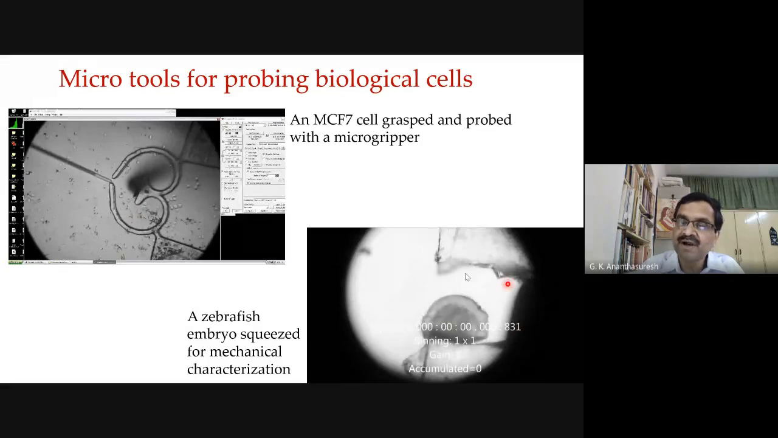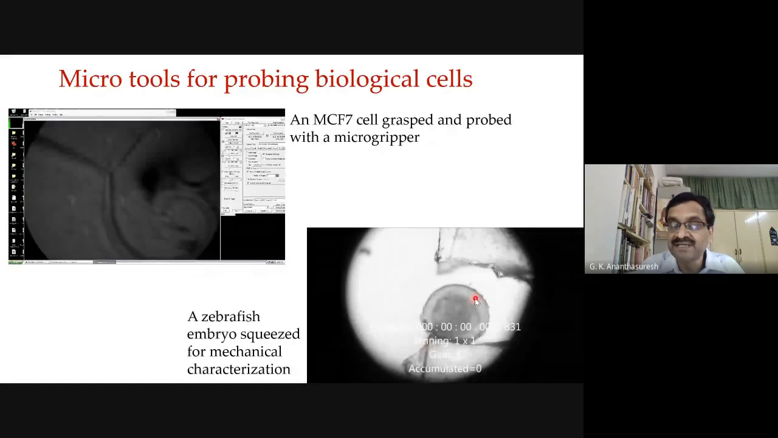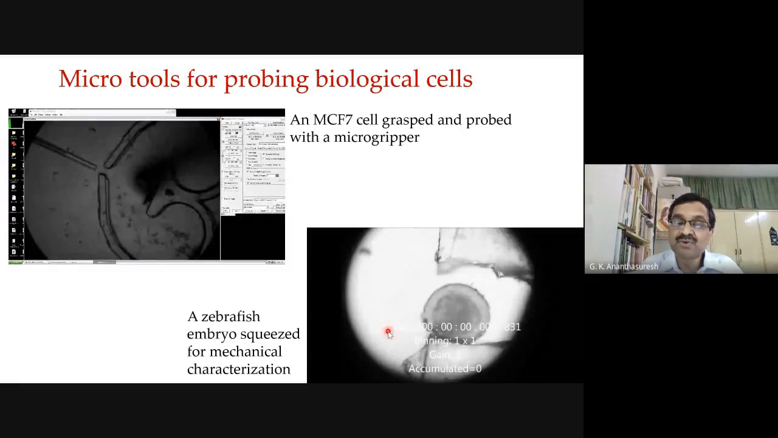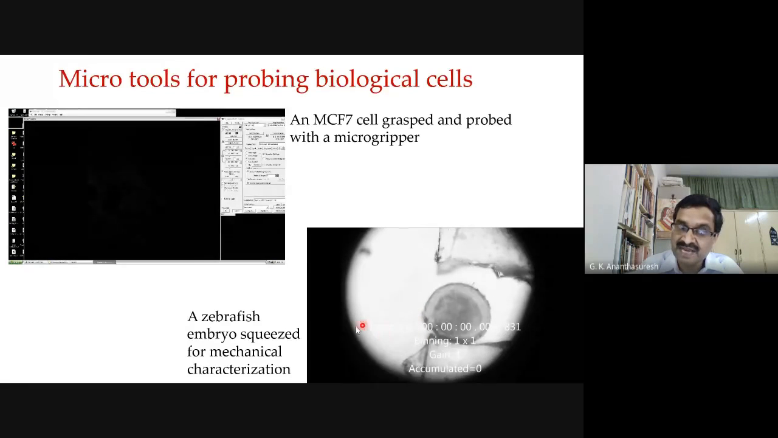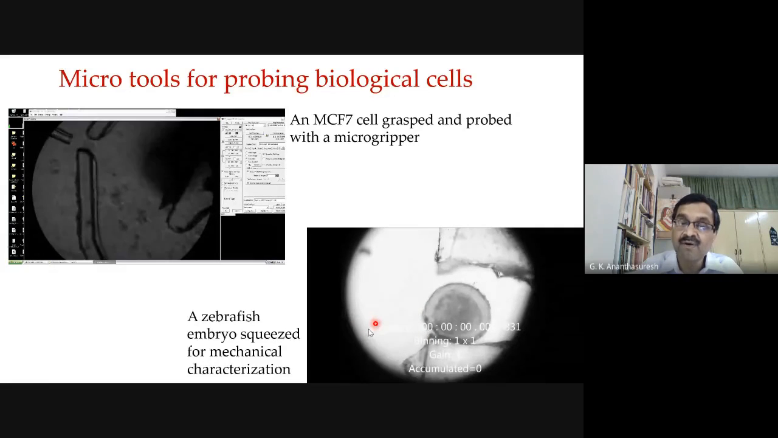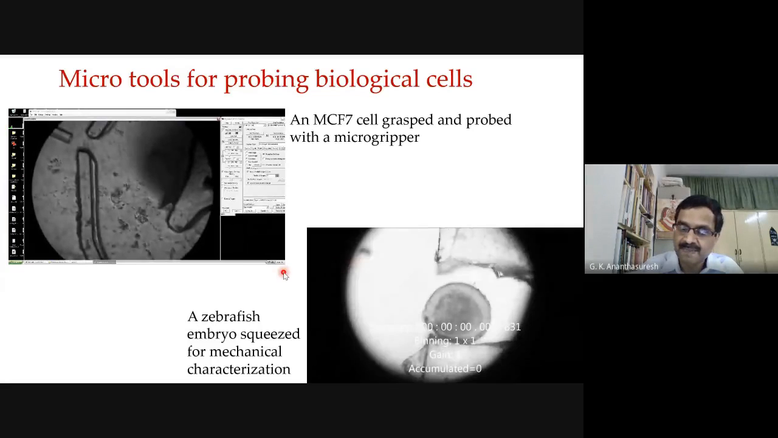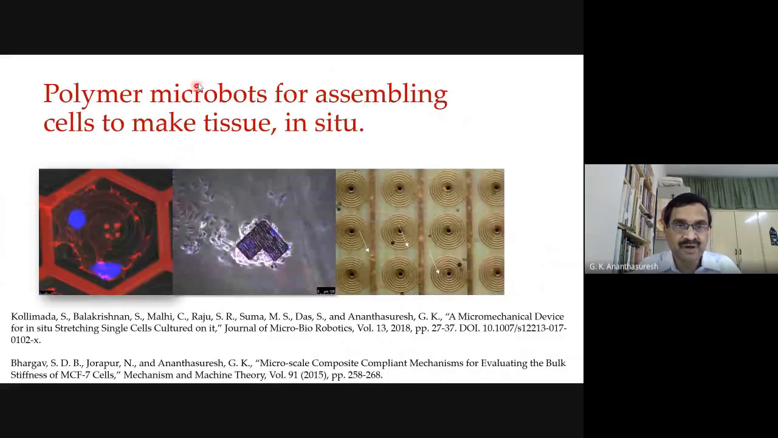And what you see in the bottom here is actually a zebrafish embryo being squeezed and then released. We can measure viscoelastic behavior of the cells as well, static and viscoelastic and dynamic, all that we can do in a single cell. And then we have also now these micro robots.